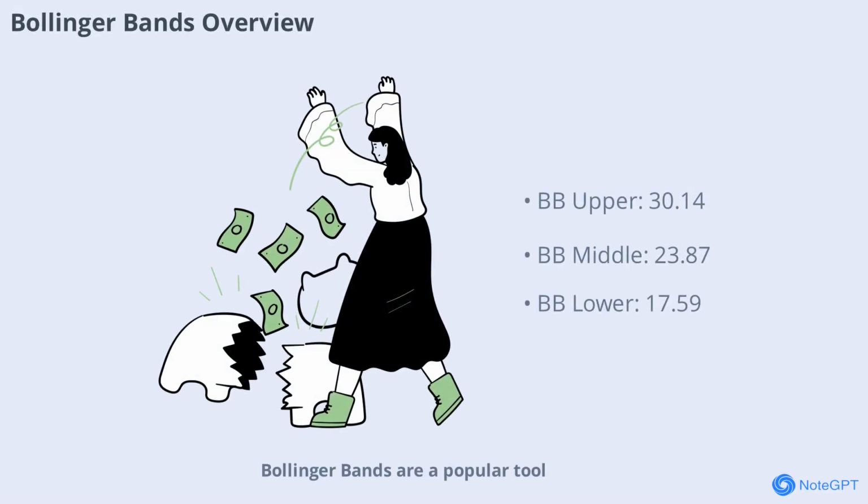Bollinger Bands are a popular tool for measuring volatility and potential price extremes. For MVLL, the upper band is at 30.14, the middle at 23.87, and the lower at 17.59. The current price sits near the middle band, indicating a neutral position. The width of the bands at 0.526 suggests moderate volatility. When prices approach the upper or lower bands, it often signals overbought or oversold conditions. Let's see what momentum indicators are telling us next.